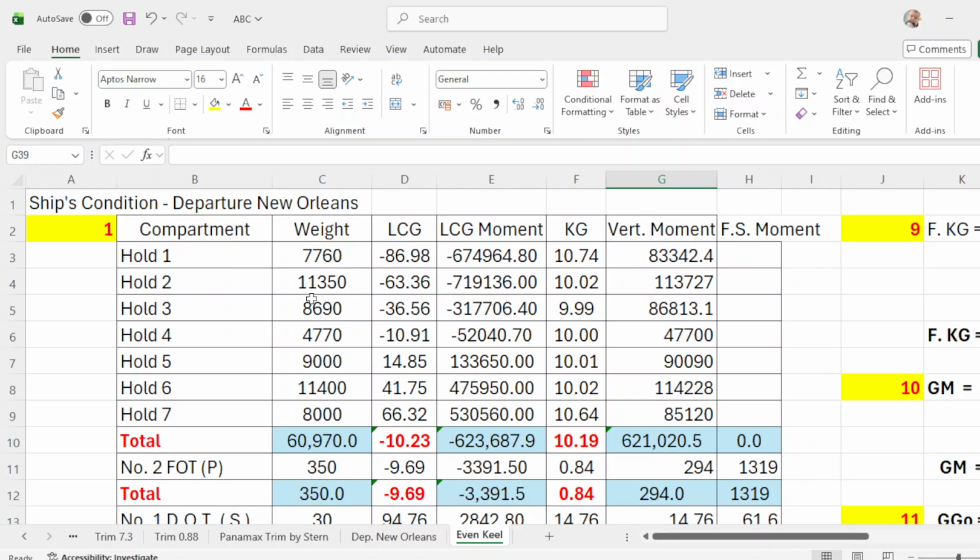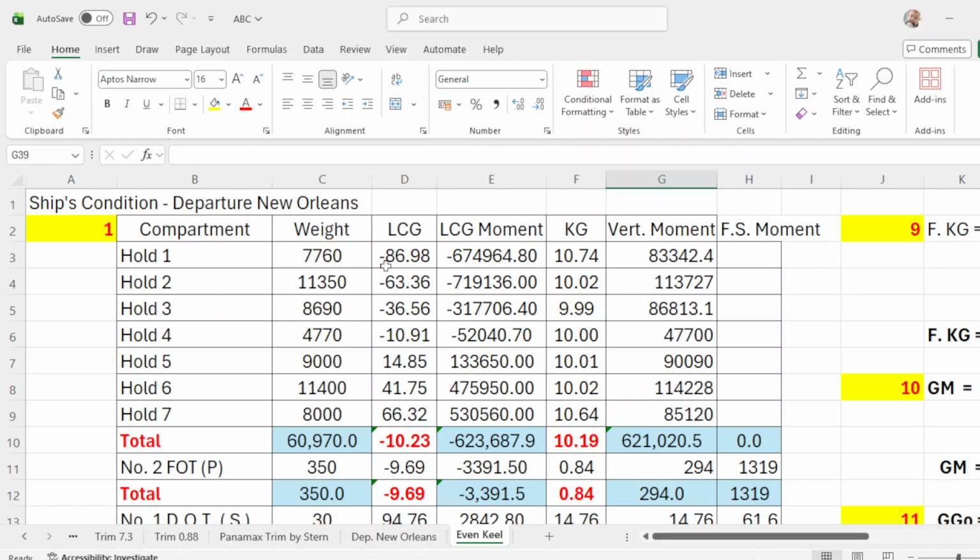Hold 2 will be 11350. Hold 3 will be 8690. Hold 4 will be 4770. And hold 5 is 9000. Hold 6 is 11,400, and hold number 7 is 8,000. Okay, so total cargo to load is 6,970.